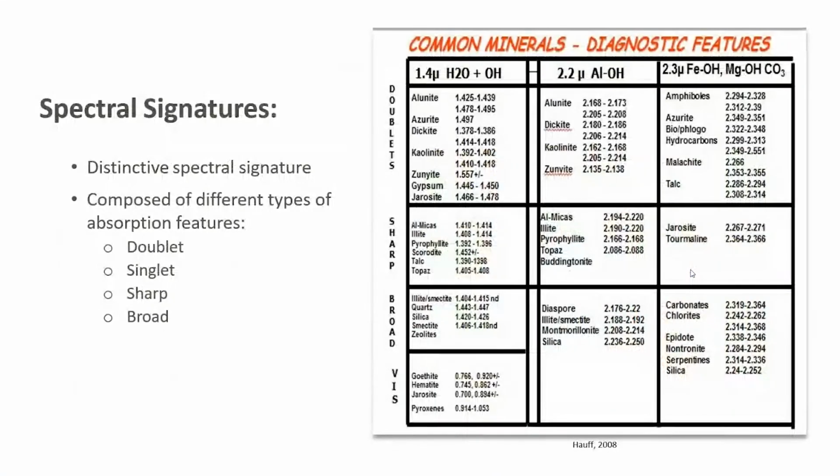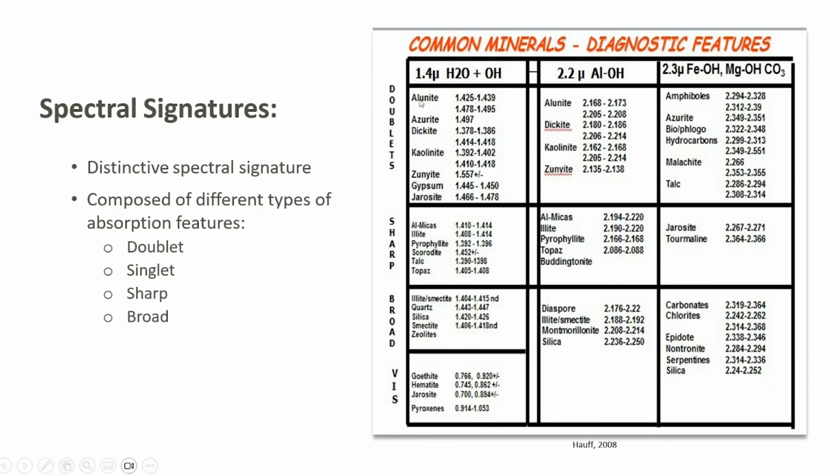Okay, so each mineral and mineral group has distinct spectral signatures based on the molecular bonds of that mineral. They can have doublet features or singlet features. Those features can be sharp or they can be broad. Here is an example table on the right outlining the different types of features that a lot of common minerals will be expected to show.